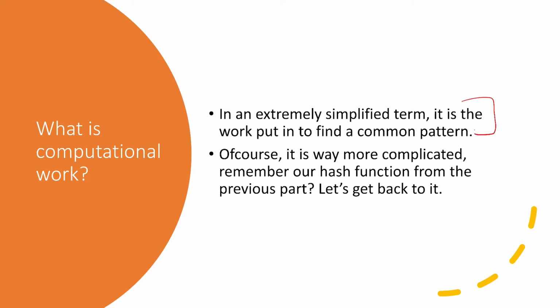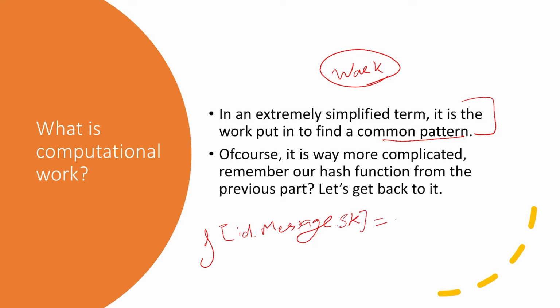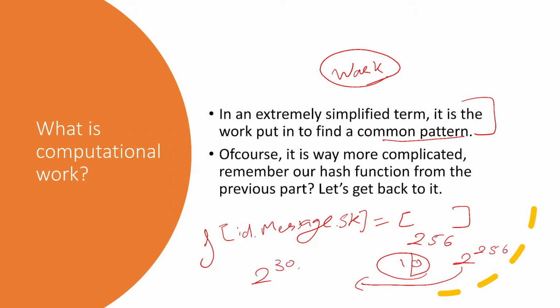In very simple terms, it is some work that is put in to find a particular pattern. But let's start by understanding what pattern we have to find. In case you remember, in the last video we talked about a hash function in which we fed the ID, message and the secret key of a user to generate a value of 256 digits, each strictly 1 or 0, right? And this could reach up to 2 to the power 256 combinations. For perspective on how large this is, 2 raised to the power 30 is greater than 1 billion. Compared to this, the number is astronomically large.